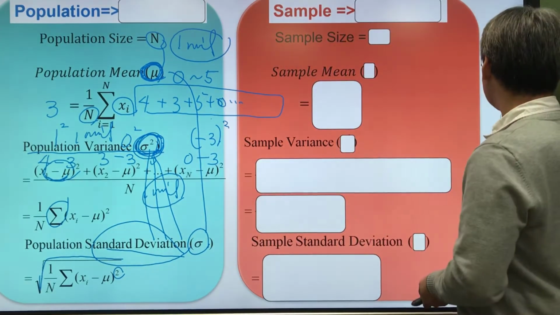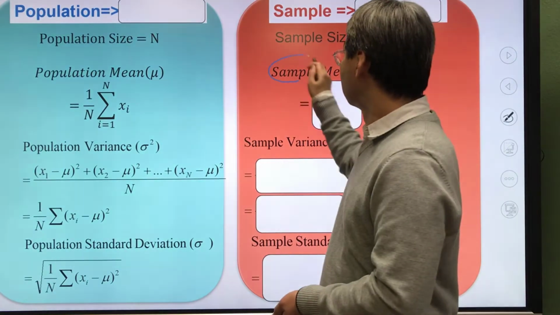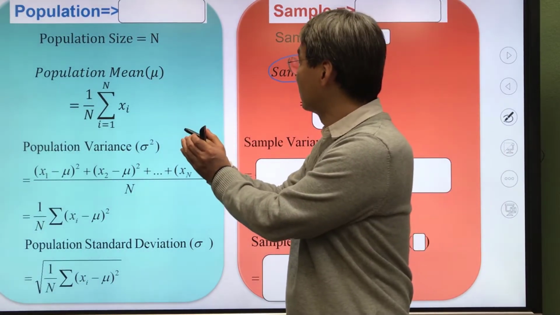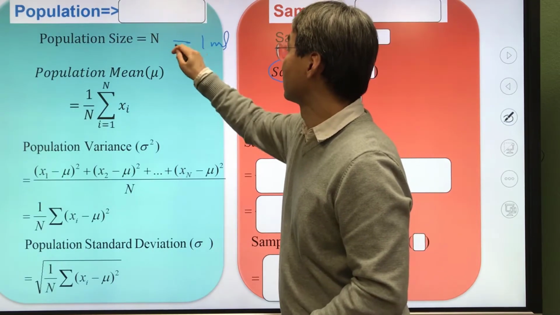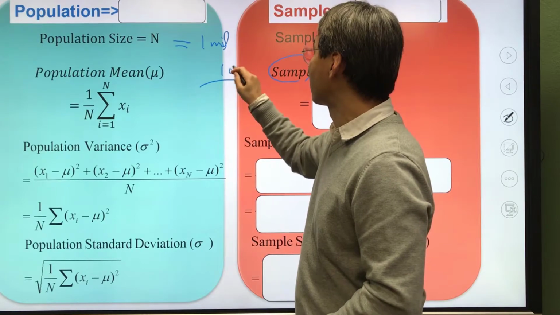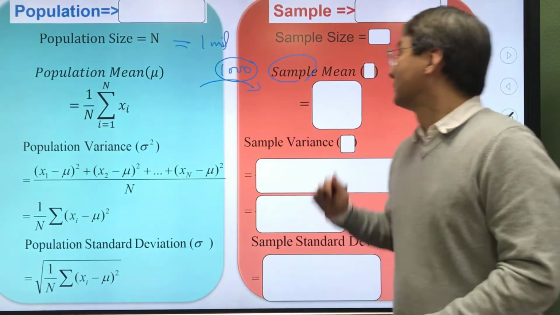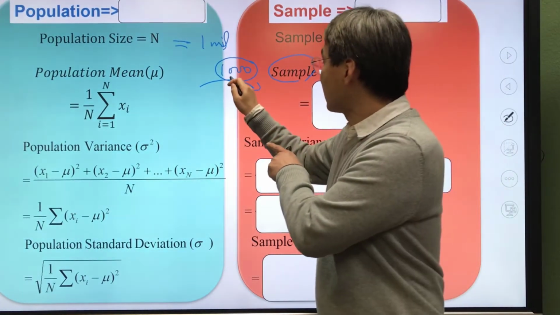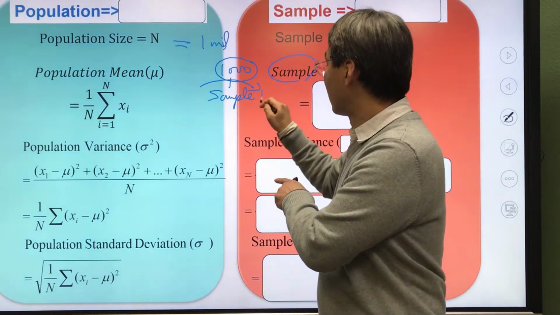So let's move on to the sample. We pick a part of the population and it becomes a sample. So out of 1 million students, the population size is 1 million, and let's pick 1,000 students. So this is the first sample. This is sample 1.